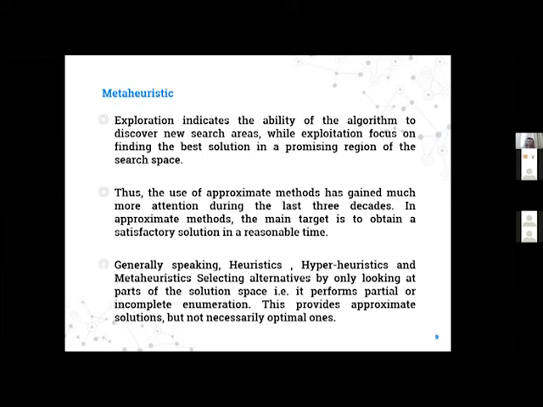Generally speaking, we have many types of nature-inspired algorithms like heuristics, hyper-heuristics, and meta-heuristics, selecting alternatives by only looking at parts of the solution space. I mean here, the main difference is that heuristics, hyper-heuristics, and meta-heuristics do not need to perform a complete enumeration like exact methods. They are just interested in partial enumeration or partial search within the search space. It performs partial or incomplete enumeration. This provides an approximate solution, but not necessarily an optimal one.